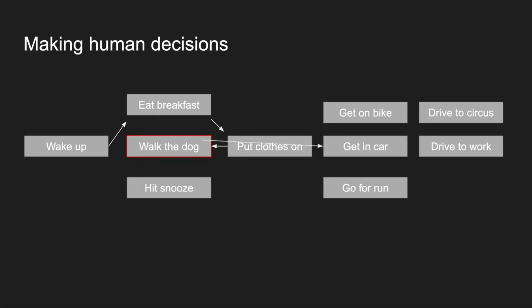So maybe instead, after I walk the dog, I can skip over putting clothes on, since I already did that, and I can get in the car. Once I get in the car, I could have chosen getting on a bike, or going for a run, although I already did that one. Once I jump in the car, I can drive to work. I could have driven to the circus, but I chose to do the right thing, drive to work, and happy. I made it from state 1 to state 5 and achieved my goal by carefully deciding according to the abilities I had and chaining them together in a way that achieved my goal.